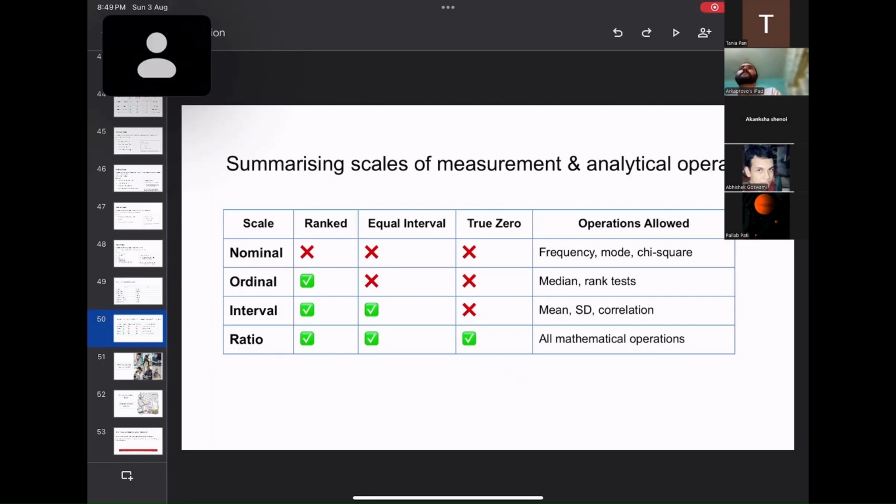Yes, sir. So we have an equal interval for interval and ratio scales. We did see it, right? And we have a true zero only in the case of the ratio scale, which you must remember is the most powerful scale, where all kinds of mathematical operations that we need during our research work for biostatistical applications can be applied. Got it?